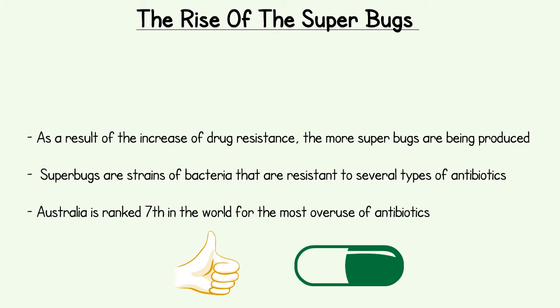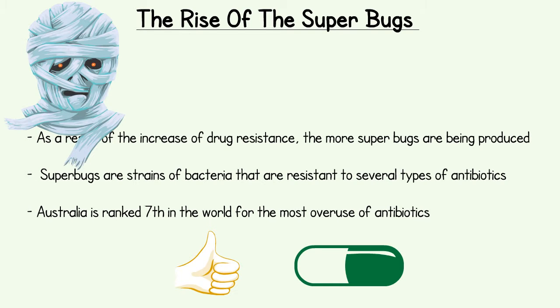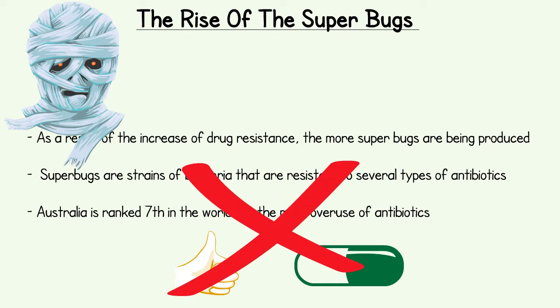As a result of the increase in drug resistance, a great number of superbugs are now being produced. Superbugs are strains of bacteria that are resistant to several types of antibiotics. With Australia ranked 7th in the world for the most use of antibiotics, superbugs are a very real problem, and there is no known antibiotic to cure them.